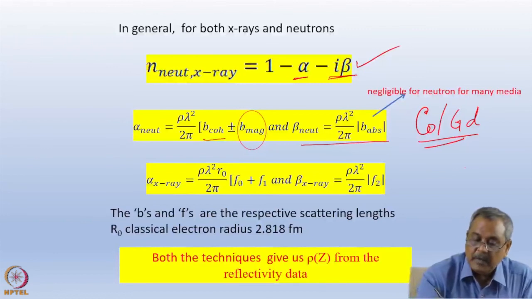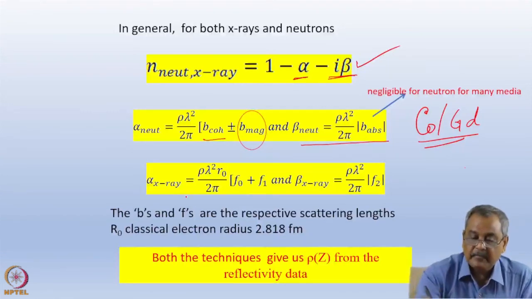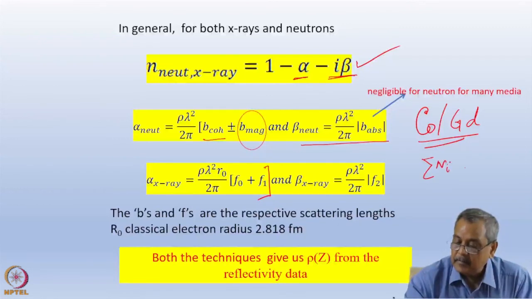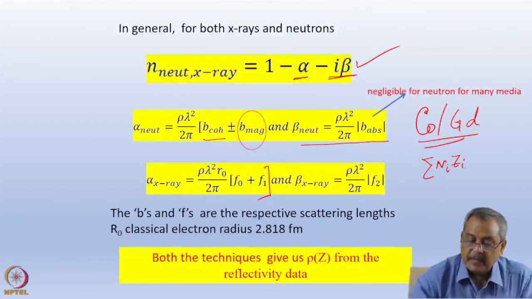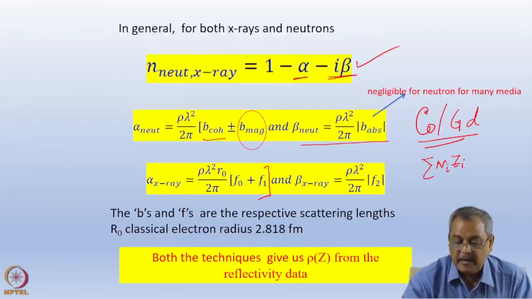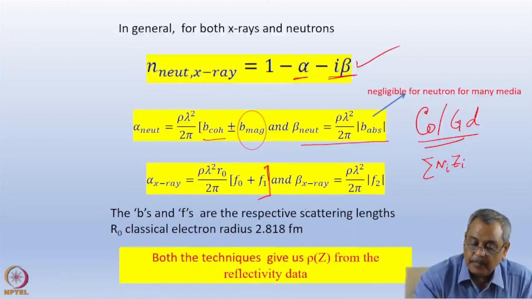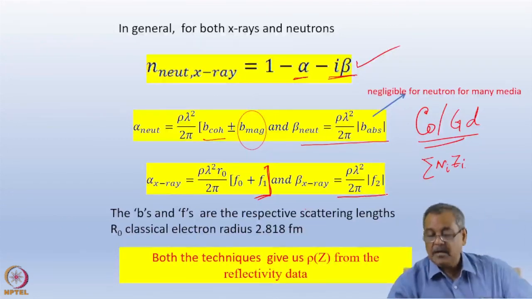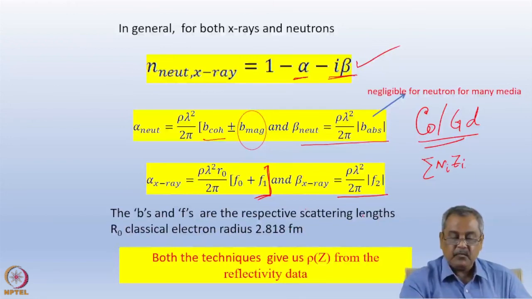In case of X-rays, we have a very similar expression, with f0 plus f1. Alpha X-ray is for f0 plus f1, and here f0 comes from sum over Ni Zi, which I wrote earlier. But the fact is that there are some deviations from this number as you go up in Z values. So that's why I call it the dispersion term f2. And beta X-ray is exactly the same as beta neutron, which is given by the absorption coefficient of X-rays, and that's large for almost all media. The b's and f's are the respective scattering lengths for neutrons and X-rays, and r0 here, as I used it earlier, is the classical electron radius.